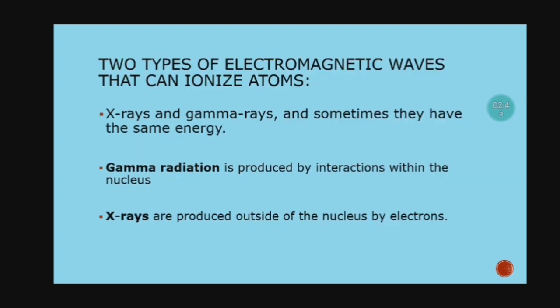There are two types of electromagnetic waves that can ionize atoms. First, the gamma radiation. Second is the X-rays. X-rays and gamma rays sometimes have the same energy. Gamma radiation is produced by interactions within the nucleus. X-rays are produced outside of the nucleus by electrons.